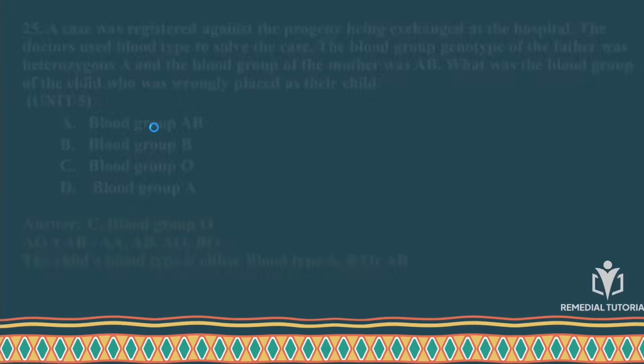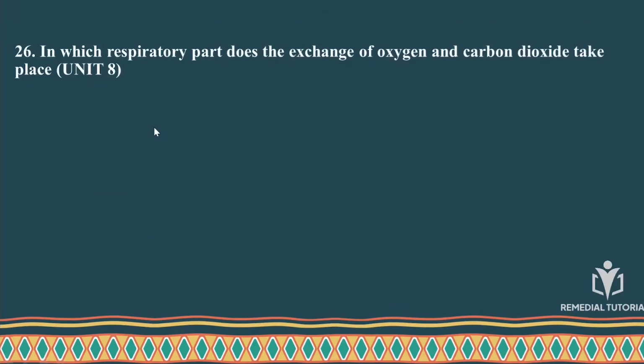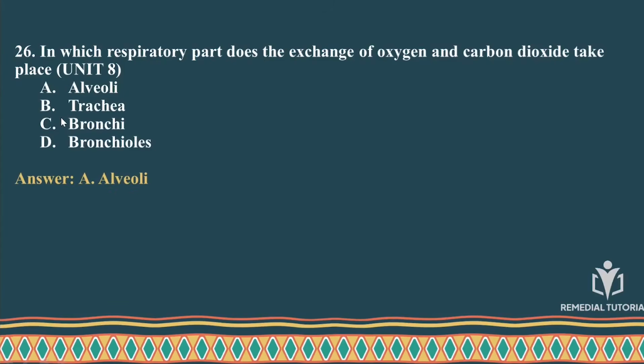26. In which respiratory part does the exchange of oxygen and carbon dioxide take place? Where is the place of gas exchange? Alveoli, trachea, bronchi, bronchioles. It's alveoli, the place of gas exchange.